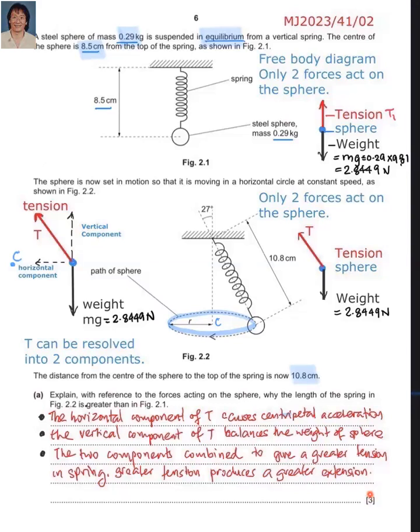To score the 3 marks, you must first say that the horizontal component of T causes centripetal acceleration. The vertical component of T balances the weight of the sphere. So the two components combine to give a greater tension. Your T is the sum of these two components, giving a greater tension, and the greater tension will produce a greater extension. This is how you get the 3 marks, 1, 2, and 3.